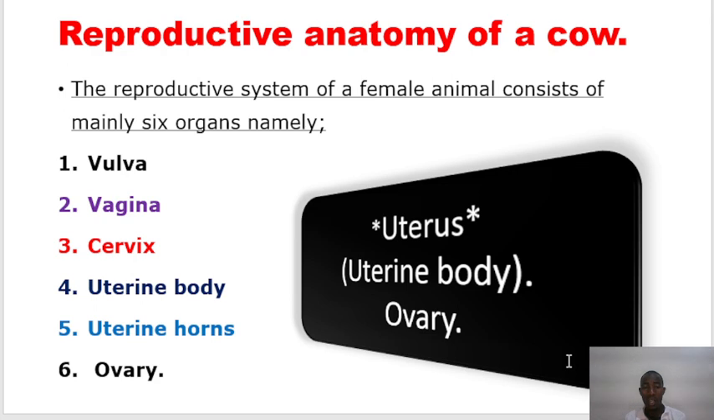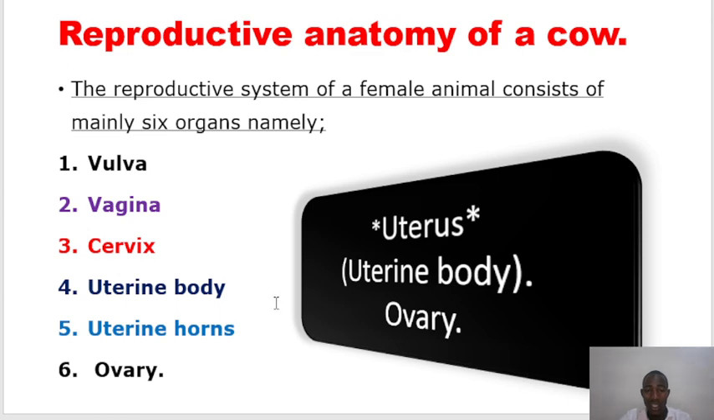Then we have the second organ, the vagina. This is where, under natural servicing, the bull deposits its semen. But when you're doing AI, we pass the rod past the vagina to the cervix, and we deposit the semen within the uterus. We have the cervix. This one helps in preventing bacteria from entering, whereby the cervix is always closed. It only opens during heat and during parturition.